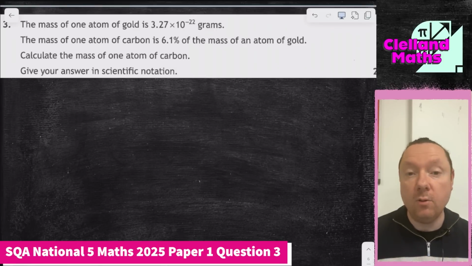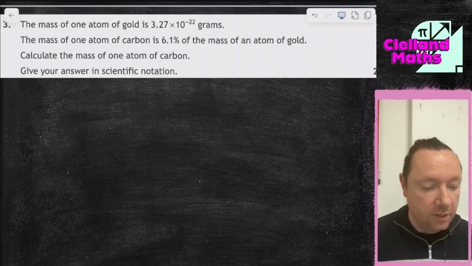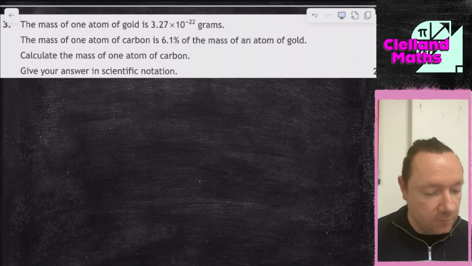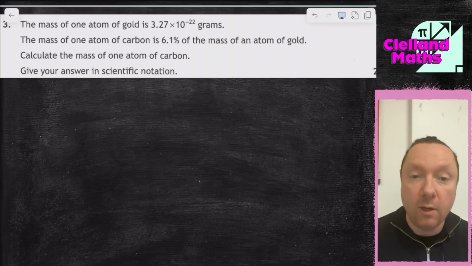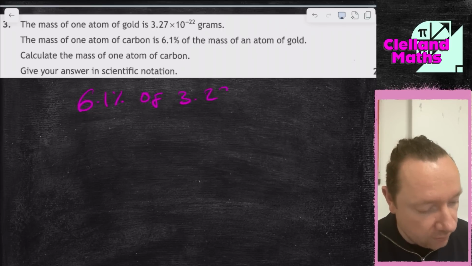SQA National 5 Maths 2025, Paper 2, Question 3. The mass of one atom of gold is 3.27 times 10 to the minus 22 grams. The mass of one atom of carbon is 6.1% of the mass of an atom of gold. So we know the mass of an atom of gold. We have to look at the mass of an atom of carbon. So it's just 6.1% of 3.27 times 10 to the minus 22.